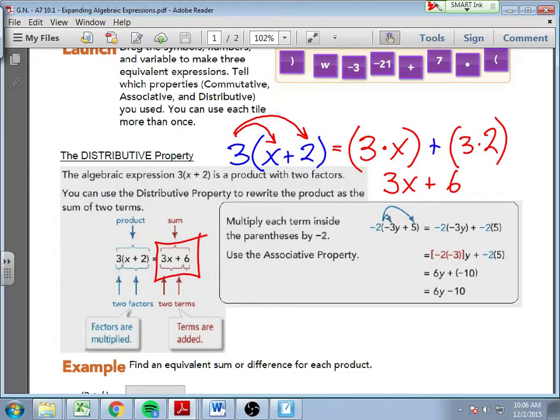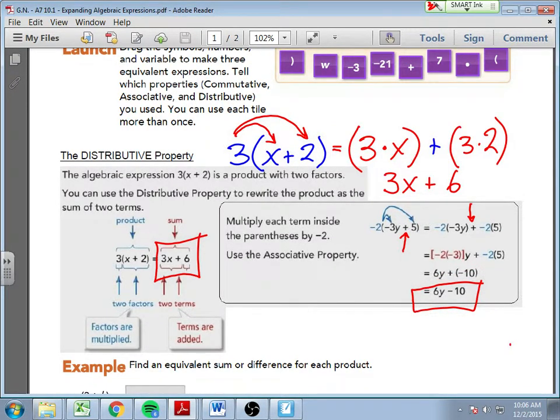What if it's negative? Doesn't matter, it does the same thing. So the negative 2 distributes to the negative 3y and to the 5. So we have negative 2 times negative 3y, which is 6y, plus, because there was addition between them, we keep the addition between them. The negative 2 times the 5, we do the math. We still can't add them. So we just end up with 6y minus 10.